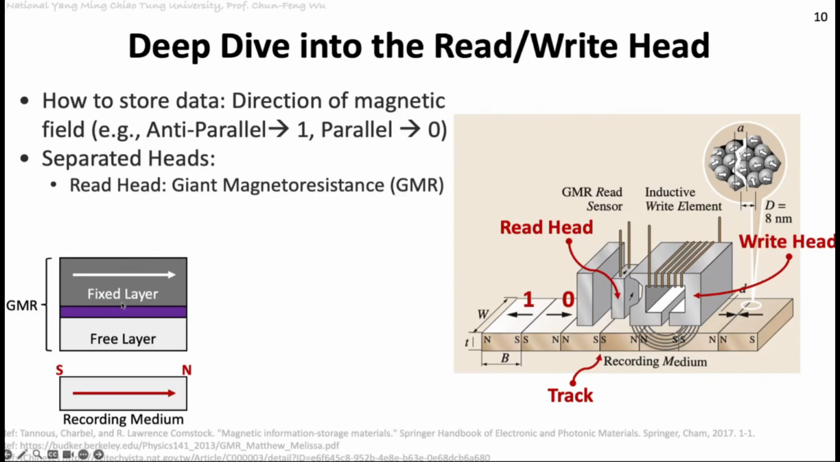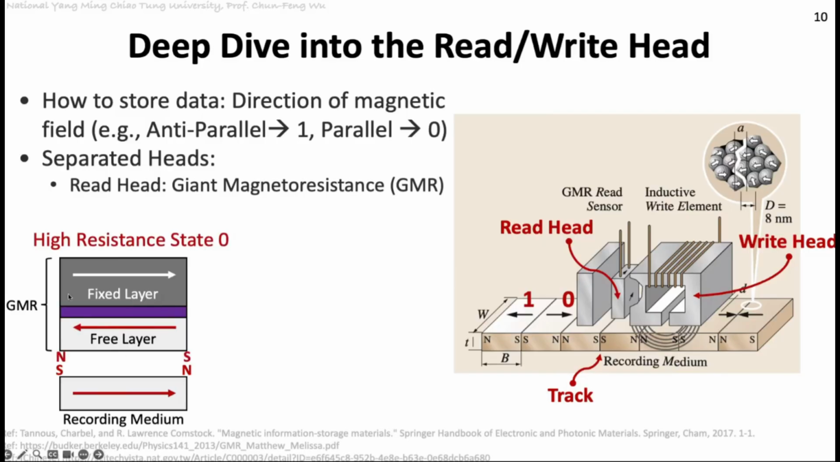And the thing is like this. If this read head quickly goes through the recording medium, it will sense the free layer, right? In this example, because the electric field is from N to S, the N will be on the left-hand side and S on the right-hand side, so the electric field will go in this direction. According to the characteristics of GMR, if the fixed layer and the free layer are in different directions, then this GMR will become high resistance.